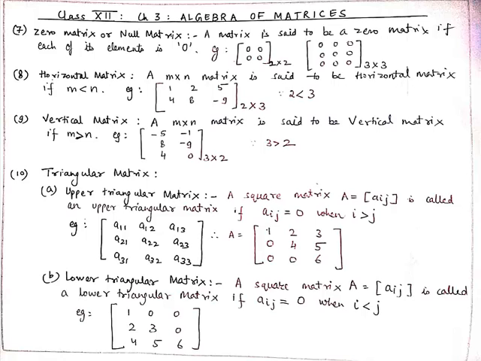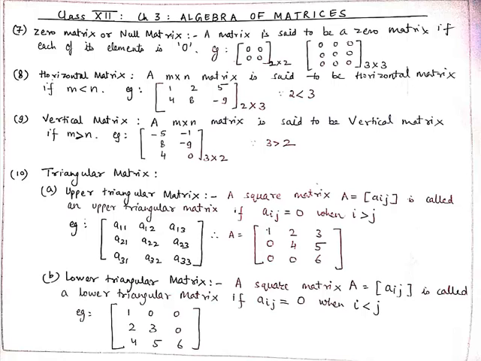Now what is a vertical matrix, which is just the reciprocal of the horizontal matrix, in which for a m cross n order matrix, m is always greater than n. Let's say I take a matrix minus 5, minus 1, 8, minus 9, 4, 0. Here the number of rows is 3 and the number of columns is 2. So the order is 3 cross 2. And here the number of rows is greater than the number of columns. So it is a vertical matrix.